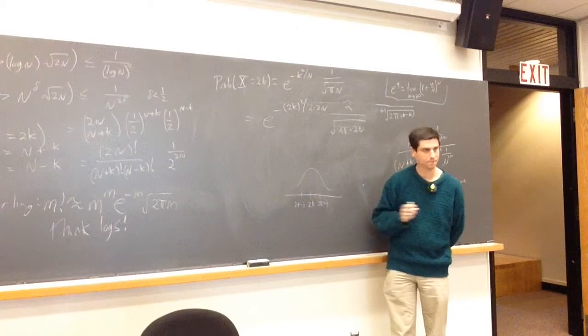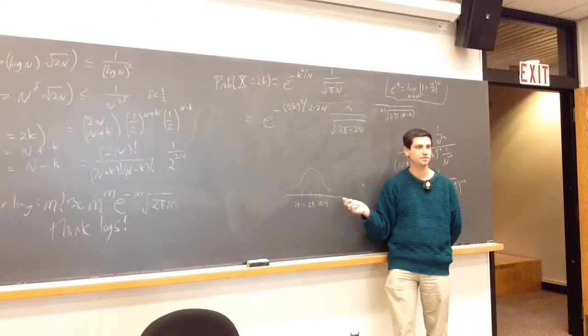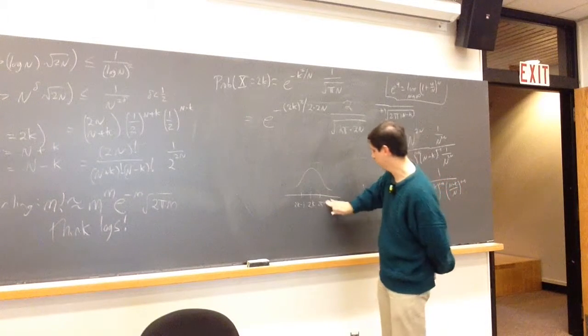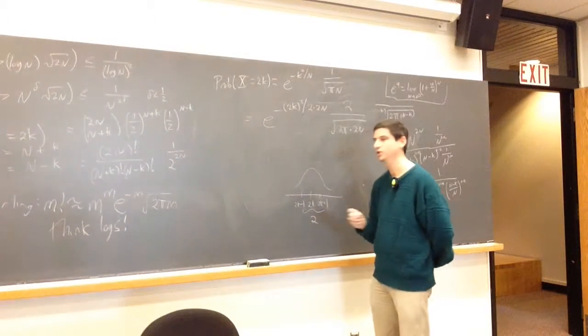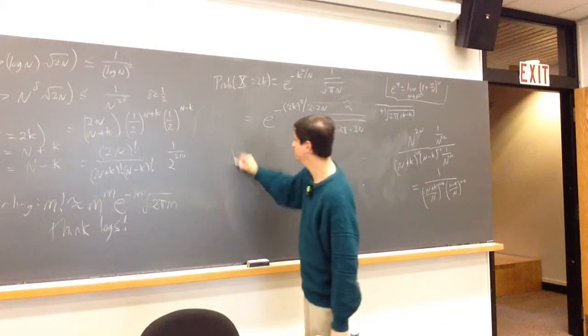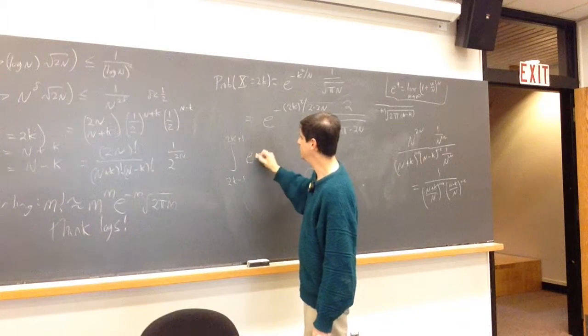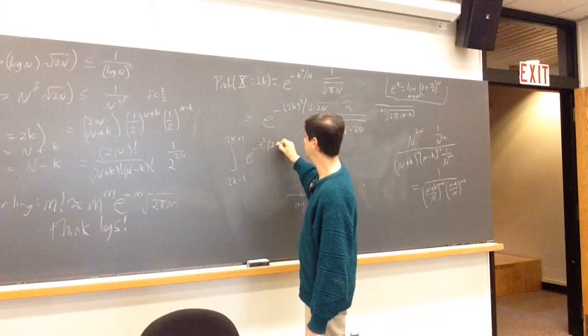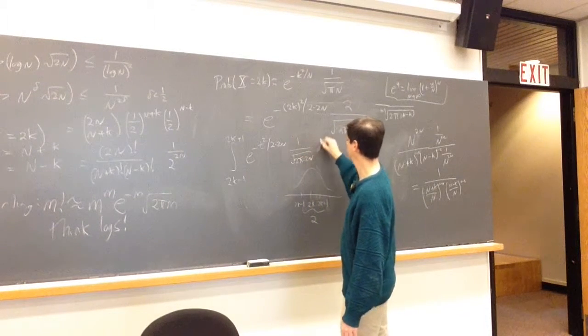How far are we going? Not plus or minus a half, but plus or minus, I'm sorry? Yeah, we can do plus or minus 1. And if we do plus or minus 1, the length of this interval is now 2. And if you want to approximate the normal density, you now want to integrate from 2k minus 1 to 2k plus 1, e to the negative t squared over 2 times 2n, 1 over square root of 2 pi times 2n dt.